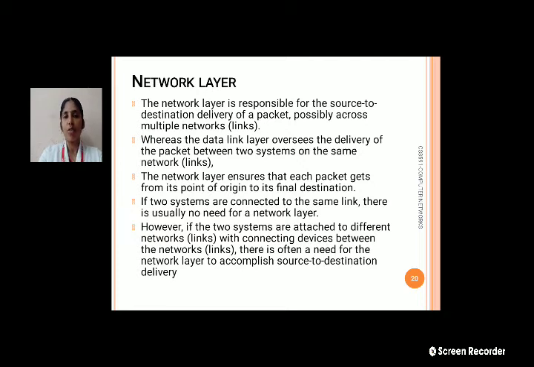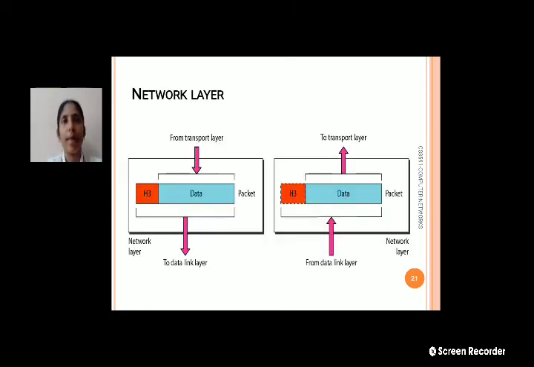If two systems are connected to the same link, there is usually no need for a network layer. However, if two systems are attached to two different networks, we need to connect the devices between the networks of links for source to destination delivery. These are the major things we need to concentrate on in the network layer. This is the diagram of a network layer, and in this diagram you can clearly see how packets are transferred from one to another.